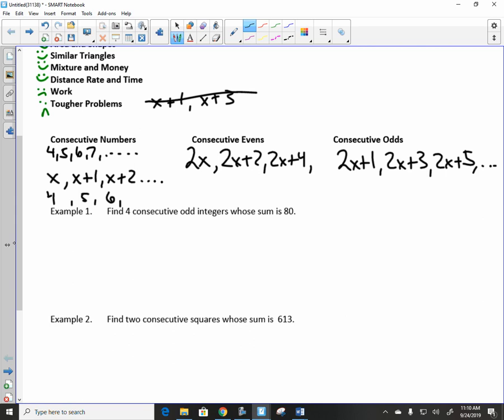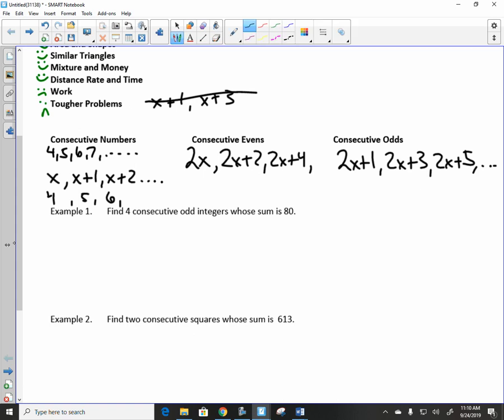Watch. Brooke, give me an integer. 6. Brooke gives me 6. 2 times 6 is 12, plus 1 is 13. 2 times 6 is 12, plus 3 is 15. 2 times 6 is 12, plus 5 is 17. So you can see that they are producing consecutive odd integers.